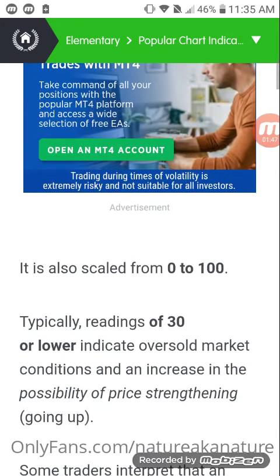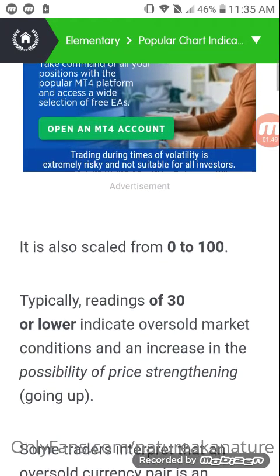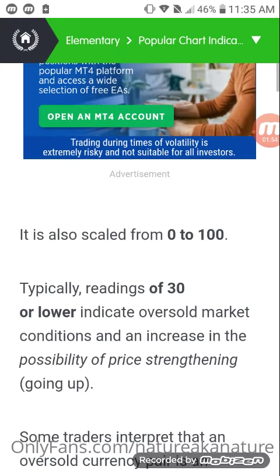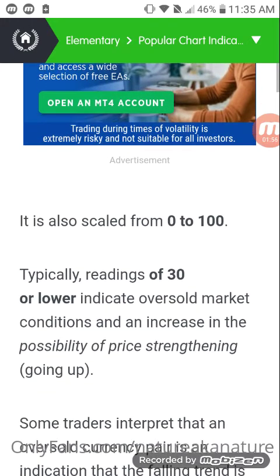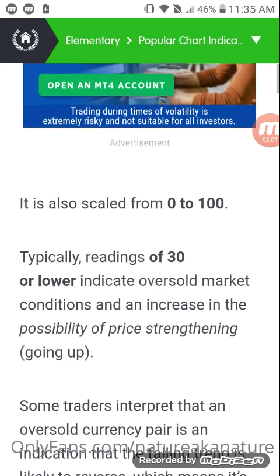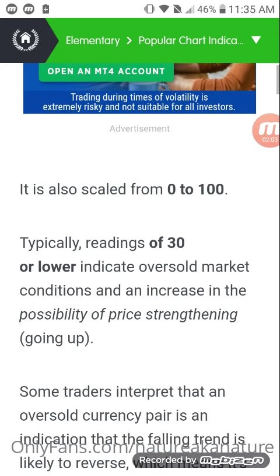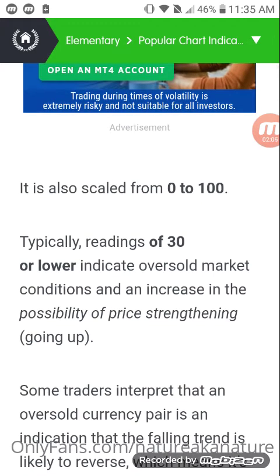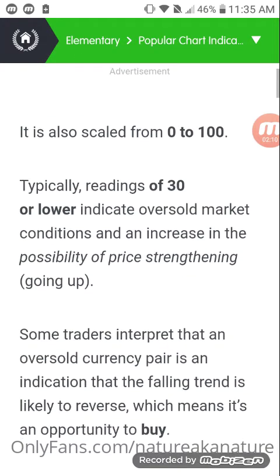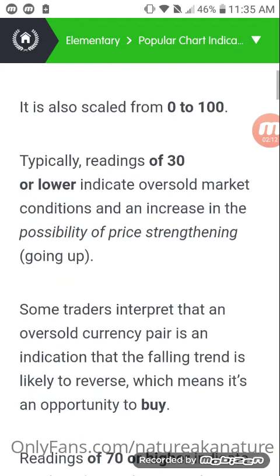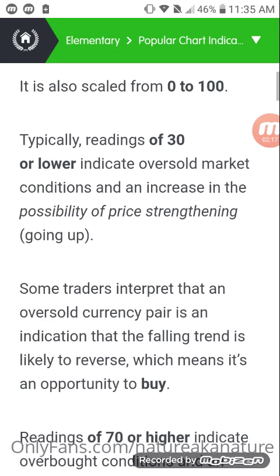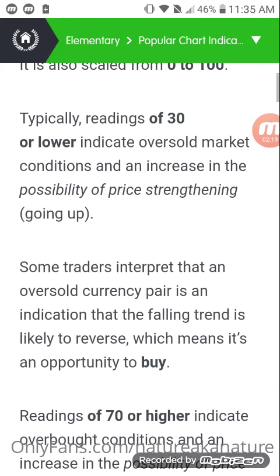Typically, when the RSI is at 30 or lower, it indicates oversold market conditions, and an increase in the possibility of price strengthening and going back up, a reversal, is very possible. So some traders interpret this oversold currency pair as an indication that the falling trend is likely to reverse, which means that it's an opportunity to buy.